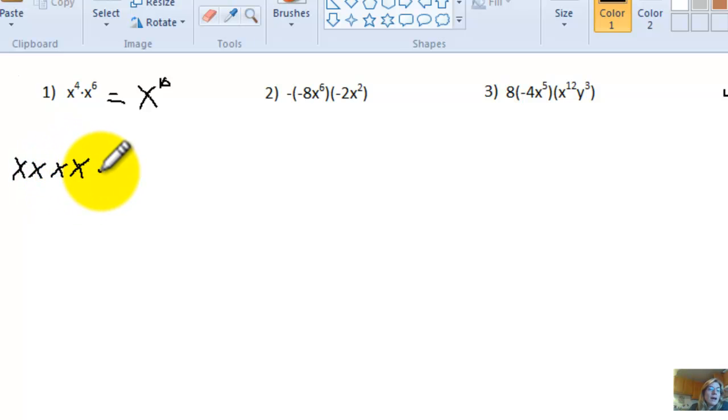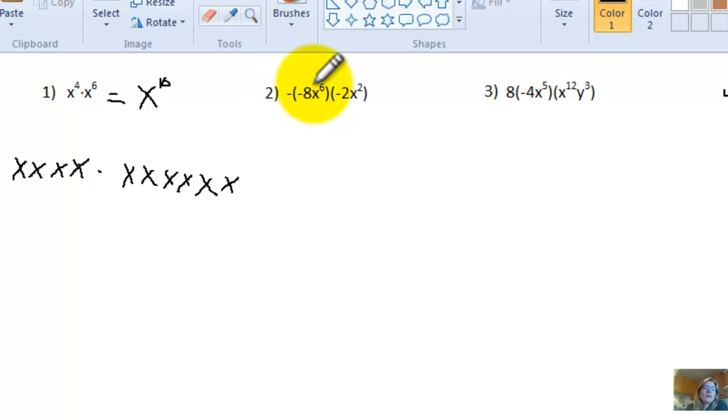And you multiply that by the 6 x's, x, x, x, x, x, x, and that really means it's x to the 10th power, because you have 10 x's. Okay, but we simplify it and just add those exponents.